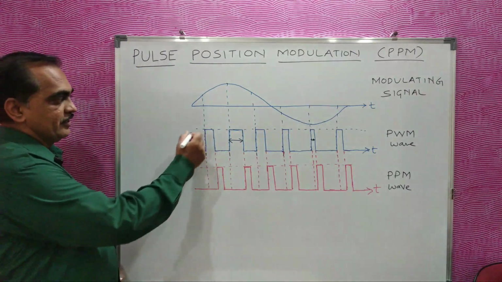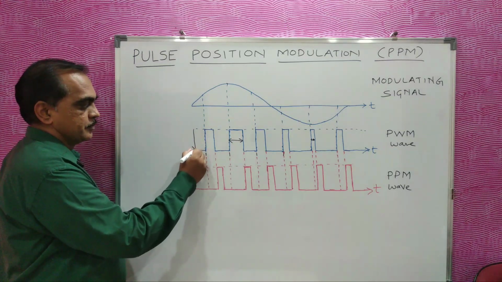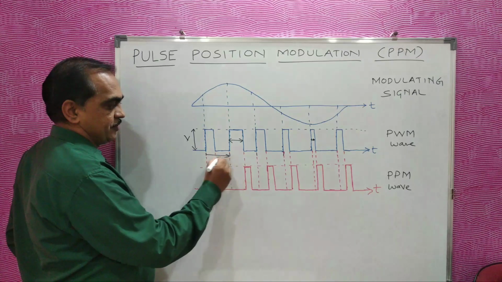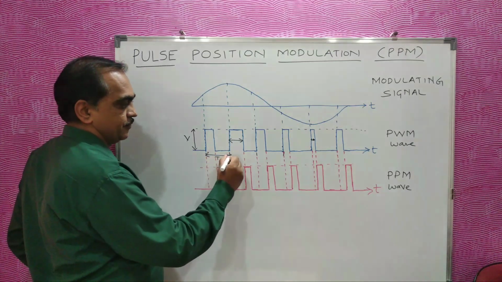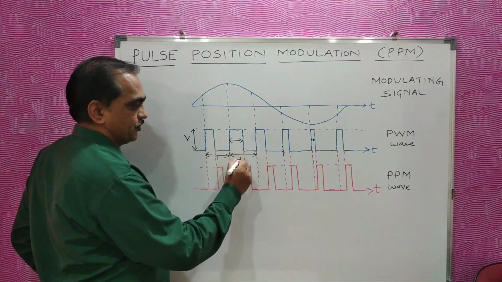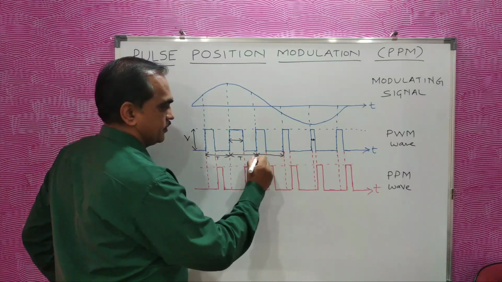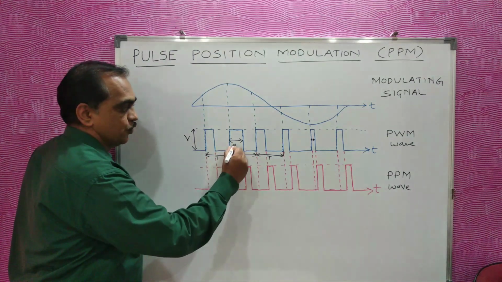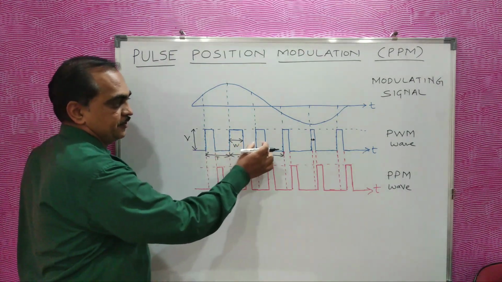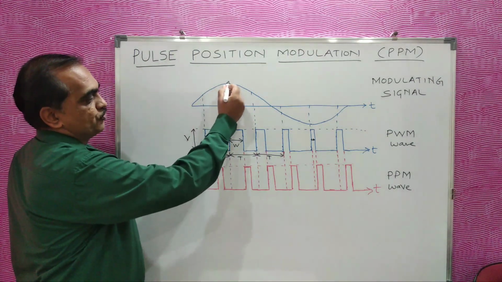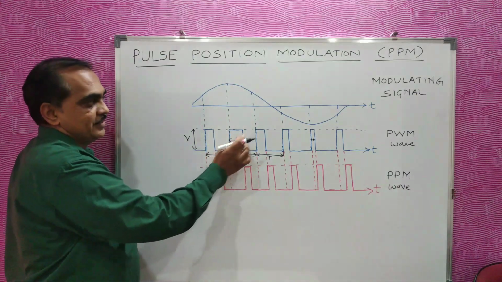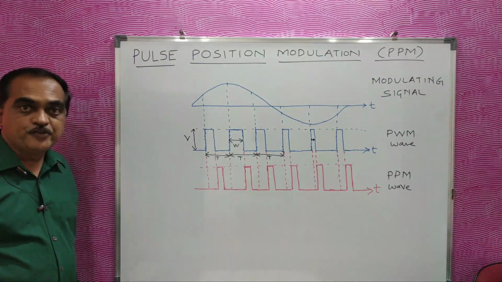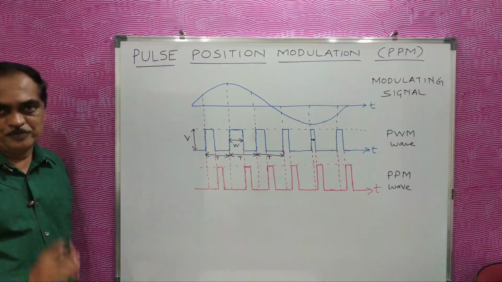Here the amplitude remains constant. The time period remains constant, T. And only the width will vary. This width is going to vary. You can see, as it is going more positive, the width is large, and when it is going more negative, the width is less. So only the width of the pulses is going to vary in your PWM.